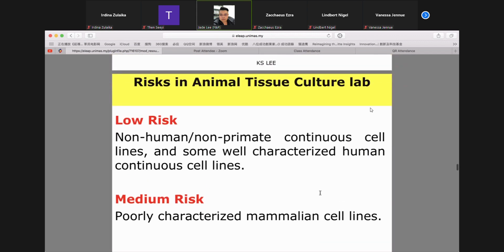Okay, and there are some risks when you do tissue culture work. Low risk is a non-human and non-primate continuous cell line, and some well-characterized human continuous cell lines. This is considered low risk. For the medium risk, there could be poorly characterized mammalian cell lines, because you don't know. It could be a transformed cell line or a tumor cell line or other cell line that could be very dangerous. So you really need to understand and make sure of the characteristics of the cells that you are culturing.